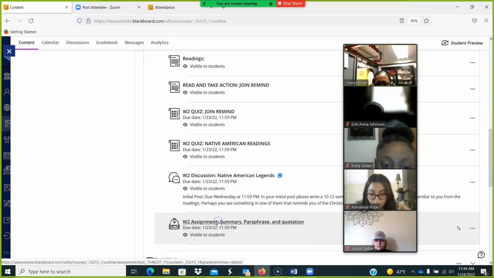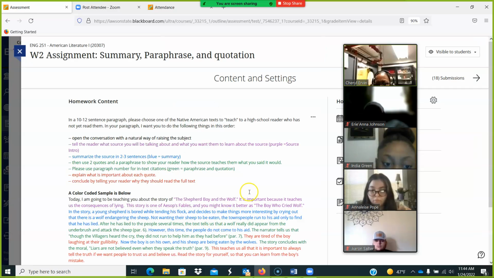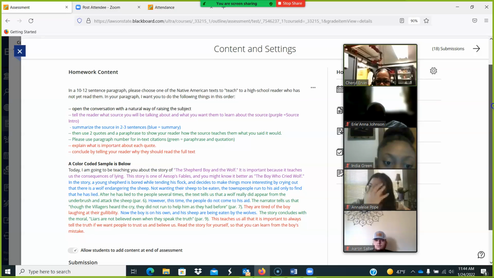But in the assignment, it wasn't so much making that connection as 10 to 12 sentences, choose one of the Native American texts to teach to a high school reader who has not yet read it. And you are just practicing those skills of summary, paraphrase, and quotation as you present that piece to a younger reader. Yeah? Okay.